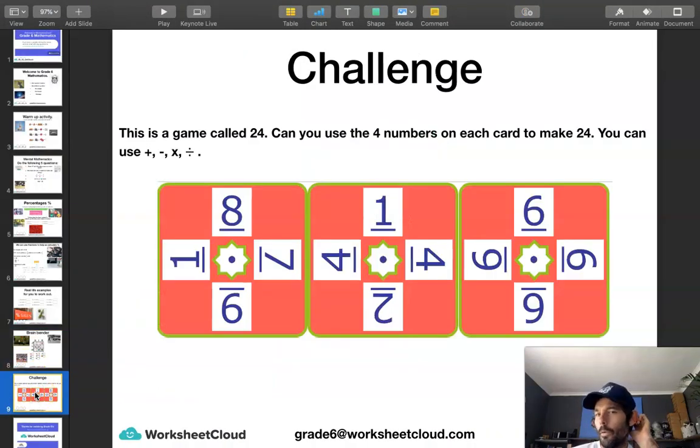Cool guys, well done for working through that and for sticking with it today. There is your 24 challenge. Remember to use all 4 numbers on each card and any of the operations to get to 24. You can use all addition, all subtraction. You can use a combination of operations, but you've got to use all 4 numbers only once to get the answer of 24. Good luck with that. And again, challenge someone at home.